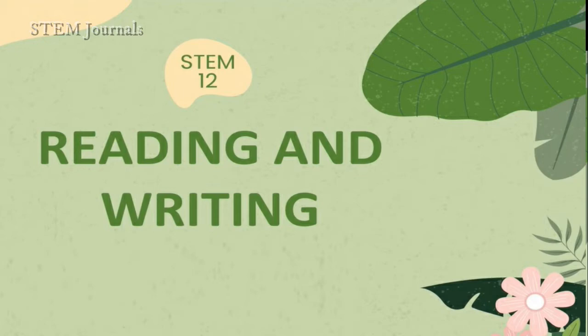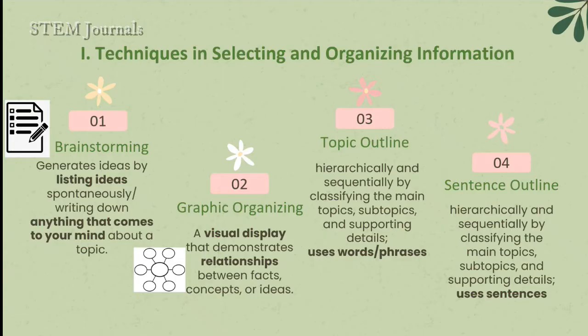So, I will be discussing reading and writing. Let us start. I divided this presentation into seven parts, okay? The first one being the techniques in selecting and organizing information. Now, I am more focused on the writing part, class, okay? So, selecting and organizing information. We're talking about the ways that you can choose your topics in writing, okay? So, we have four techniques in selecting and organizing information.